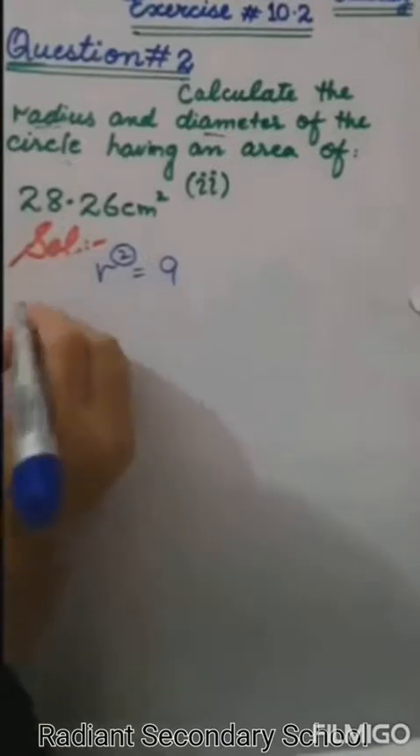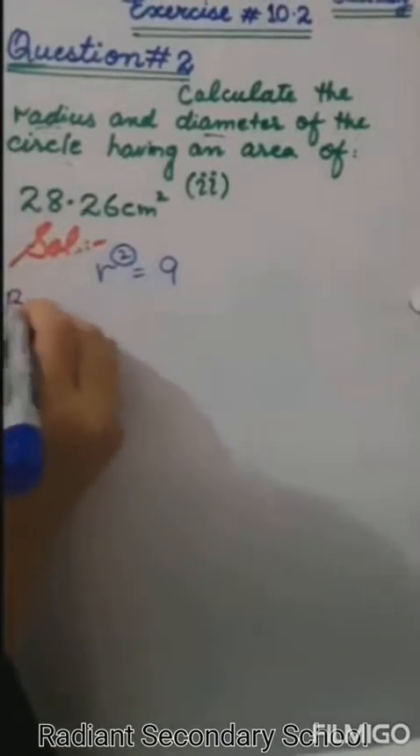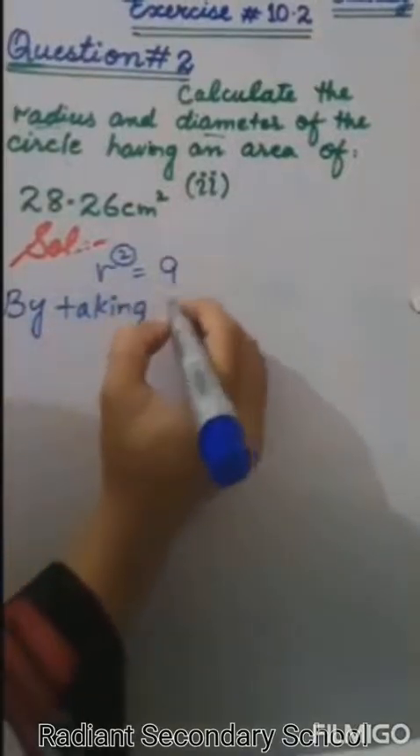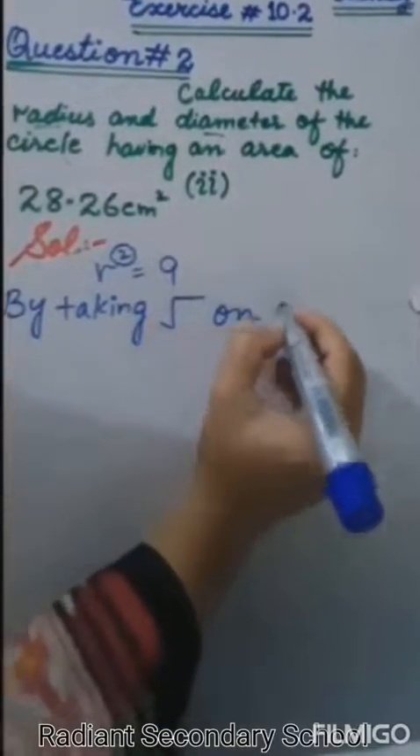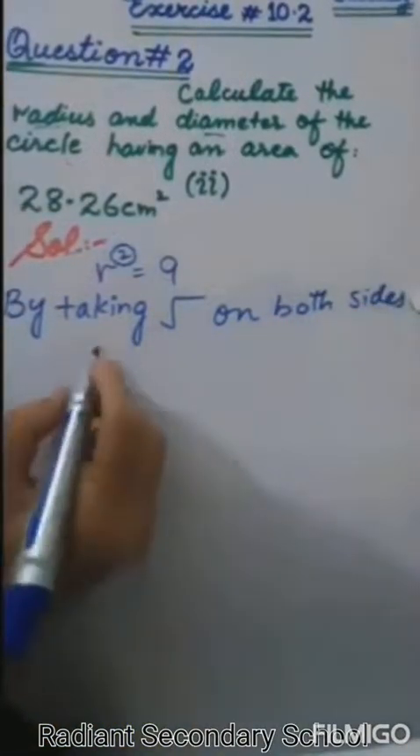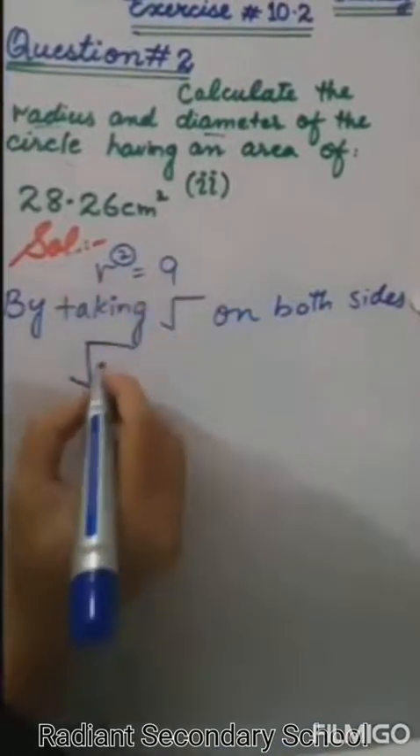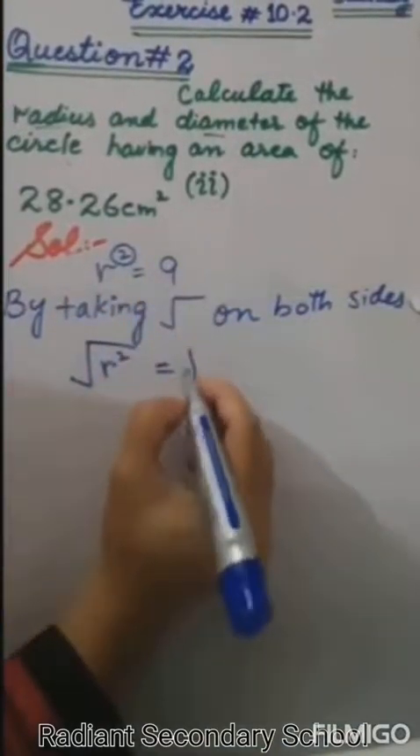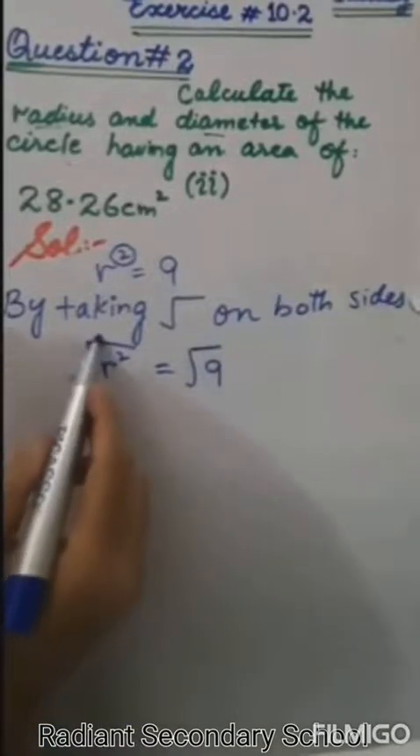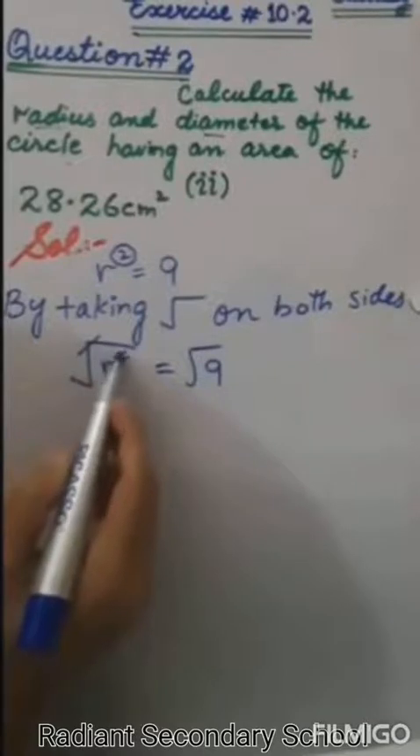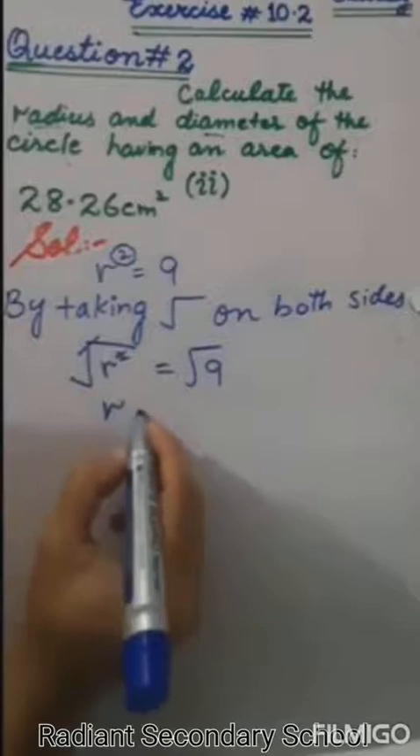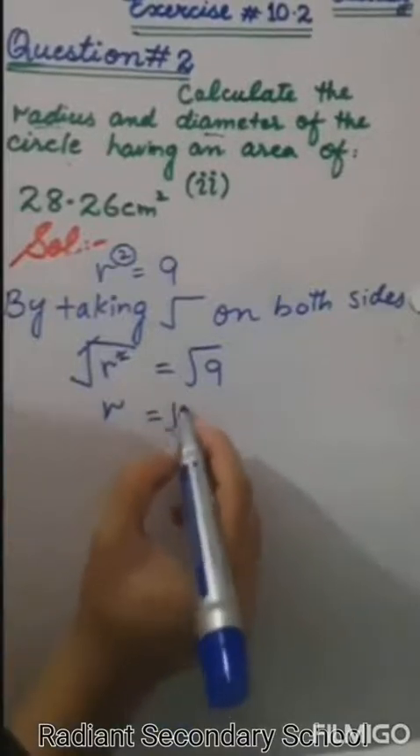Okay, so you can write by taking under root on both sides. Now when we take under root on both sides, it will become r square is equal to under root 9. And this is a rule that this under root or this square root can be cut with this square. In 6th class you have learned very well about it. R is equal to under root 9.